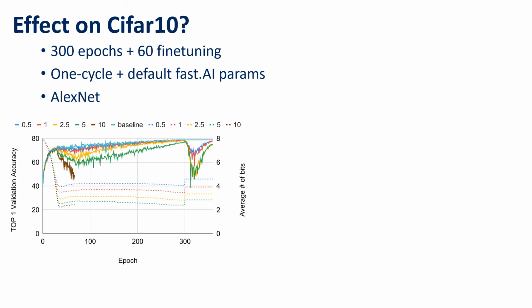Let's first look at the AlexNet graph on the left. On the x-axis, we have epochs during training, while on the y-axis, we show top 1 validation accuracy in the solid line on the left, and the number of bits in the dashed line on the right. The CN line shows the FP32 baseline, while the rest represent progressively more aggressive quantizations. The number in the legend represents the gamma parameter.